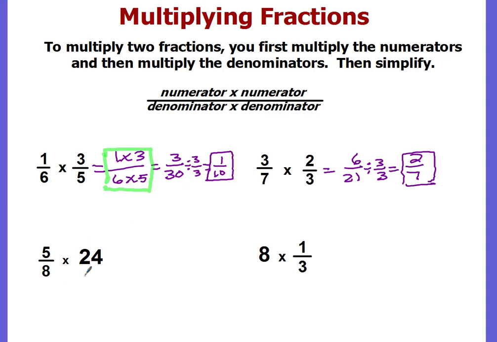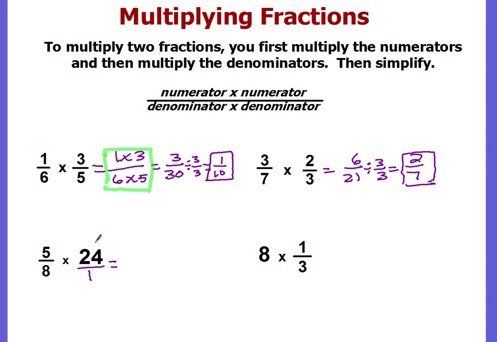Next example, 5/8 times 24. 24 is a whole number. A common mistake is that students will multiply 5 times 24 and 8 times 24, but that's not how we do it. You can only multiply fractions together. Everything has to be in fraction form. 24 is not in fraction form, but we've learned that you can write it as a fraction by giving it a denominator of 1, putting it over 1. Now that you have the 24 in fraction form, we can multiply.